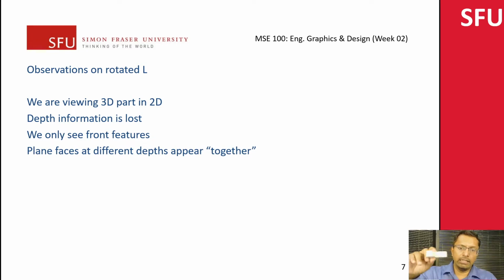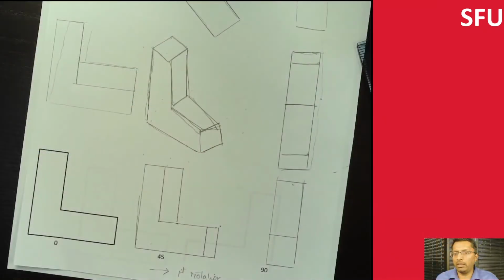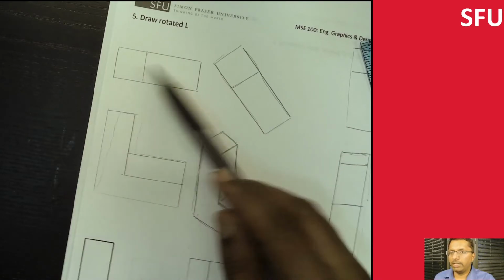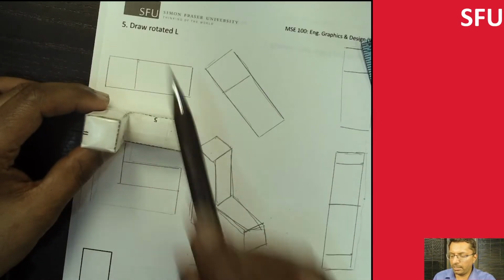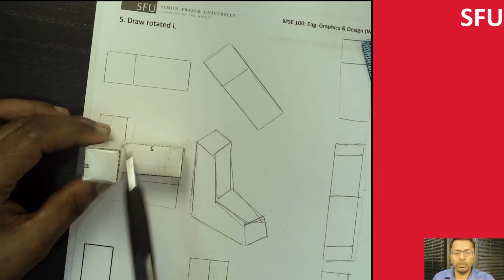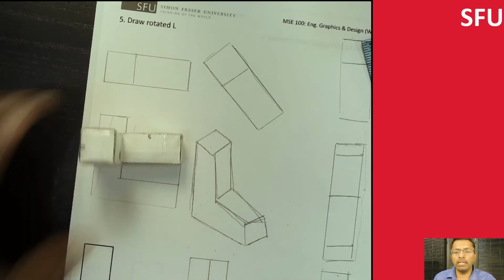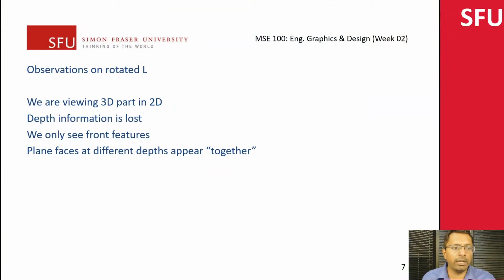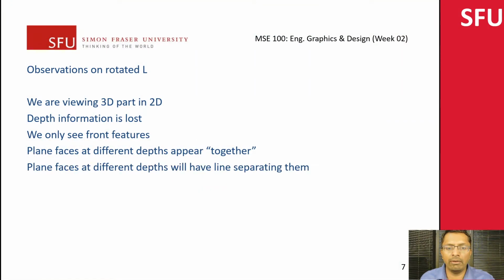Nonetheless, the good thing is if you look at the sheet that we have, let's go back here. These planes are at different depths, so this plane and this plane are at different depth. Nonetheless, you do notice that there is a line that separates these two planes, right? So not all is lost. Generally, if you have planes appearing together, they would have a line separating them, which is good and can mentally allow you to break the surfaces which could potentially be at different depth.